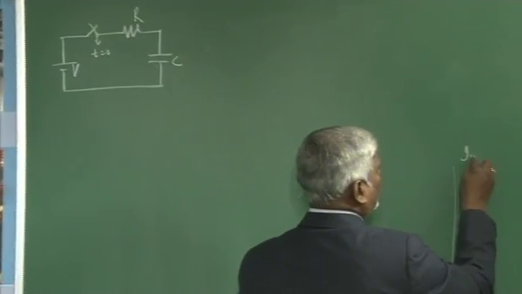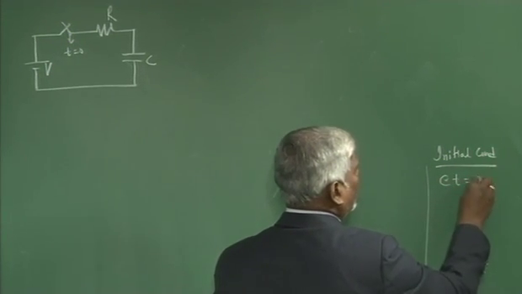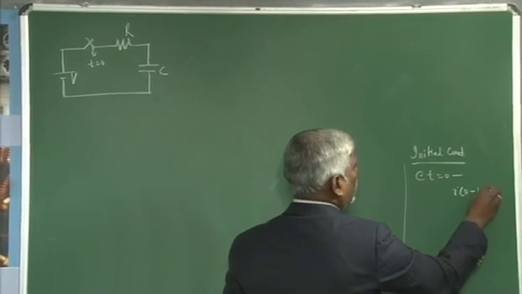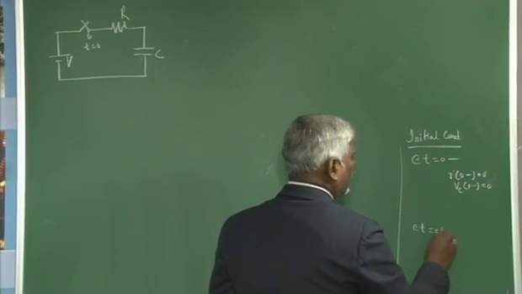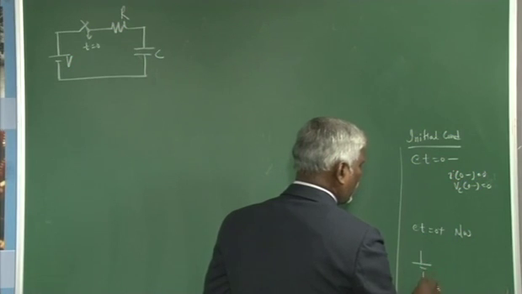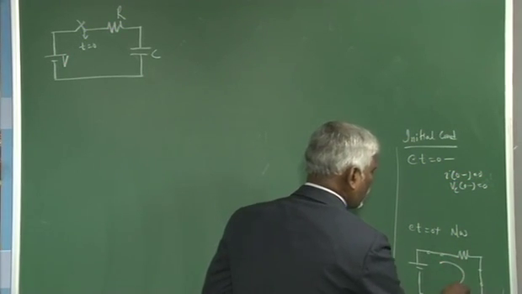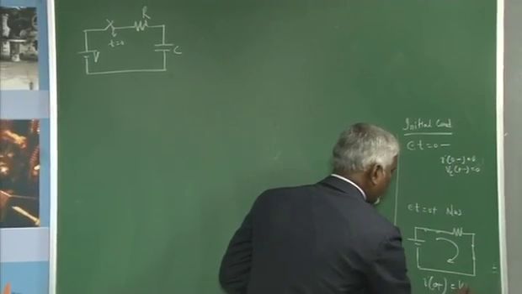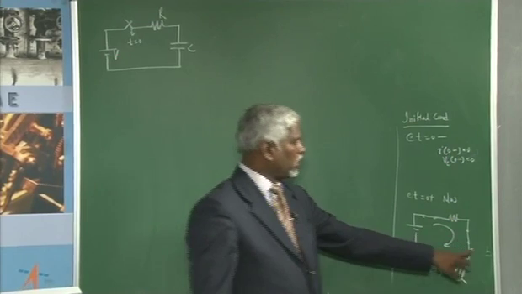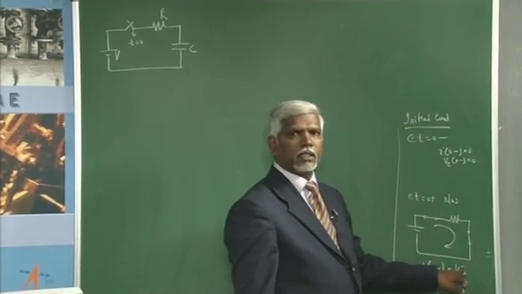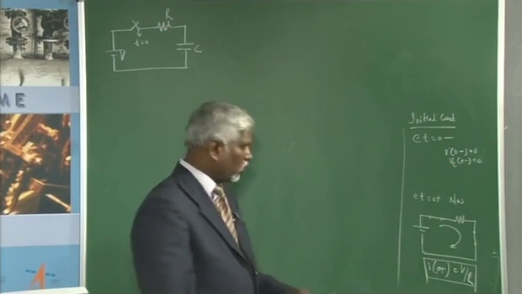History, initial conditions. At t equal to 0 minus, I at 0 minus is 0, and the voltage across the capacitor at 0 minus is 0. At t equal to 0 plus, if you redraw the network, R behaves as R and the capacitor acts as a short. So, I at 0 plus is V by R, because the capacitor acts as a short circuit at t equal to 0 plus. Therefore, your current at 0 plus is V by R. We will see where this is going to help us.